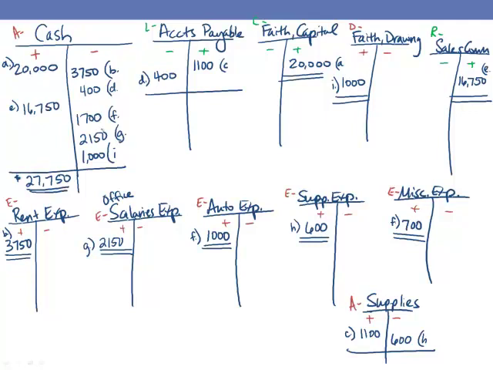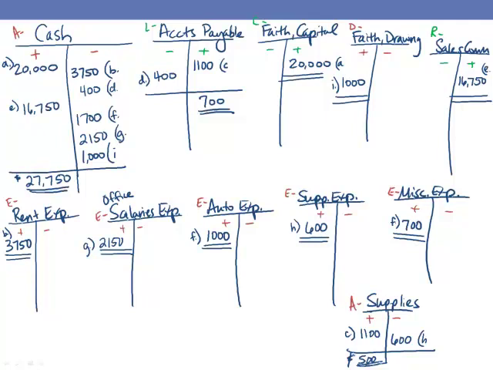All right, for accounts payable, we add up the positive side, $1,100, subtract the $400. So now we have a balance of $700. Okay, we still owe $700. And the only other one that needs a balance is supplies. We add up the positive of $1,100 minus $600, and we get a $500 balance. Okay, so those are all the balances.